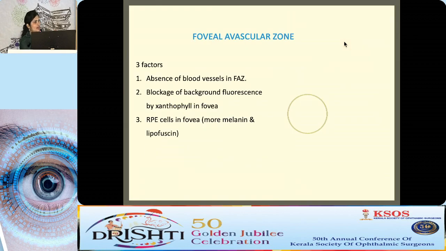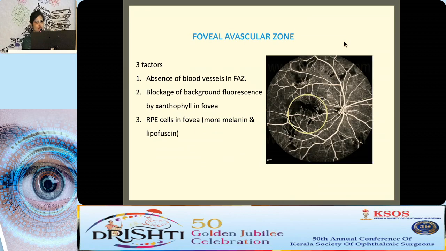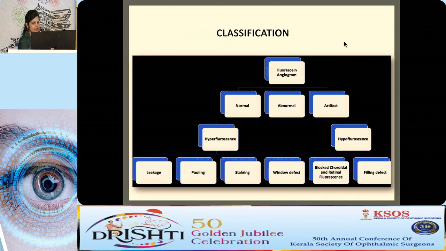So in the phases of the fluorescein angiography, first we will see the foveal avascular zone, where in the foveal area there is hypofluorescence. Dye is not seen in that area. What are the reasons for that? Absence of blood vessels in the foveal avascular zone, and blockage of background fluorescence by xanthophylls in the fovea and RPE cells in the fovea. This is a case of macular ischemia, where there is distortion and enlargement of the FAZ.